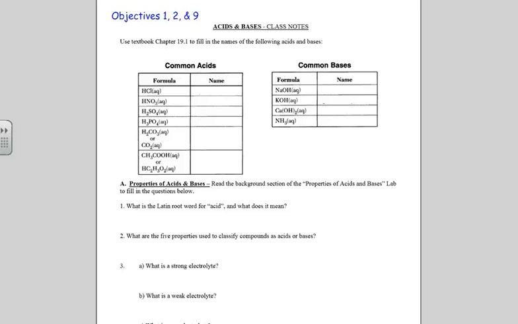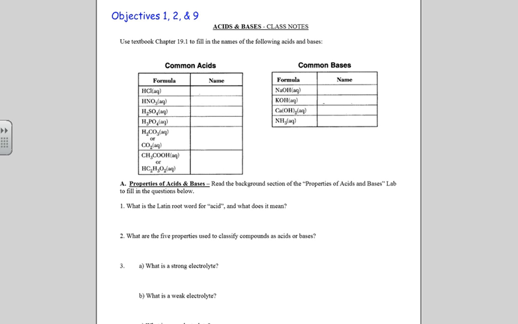This video lecture is meant to cover the information found in Unit 15, Acids and Bases, and you should have a note packet that looks like this. Now you've already filled in these charts, or if you haven't, you should fill in these common acid names and common base names, which you can look up in your textbook, Chapter 19, Section 1.